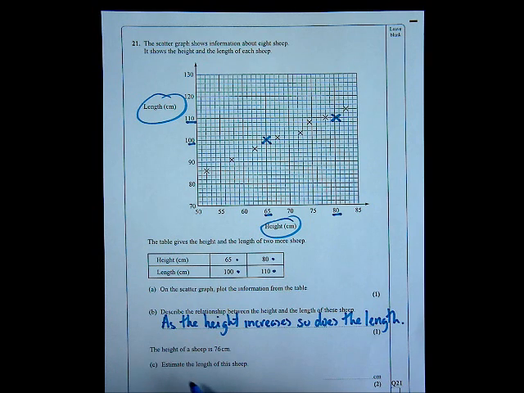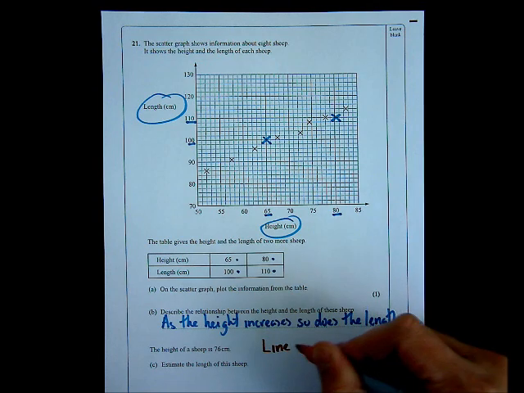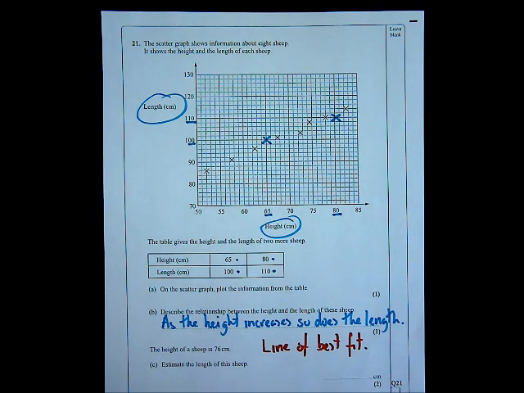In part C, I'm told that the height of a sheep is 76 centimeters, and I'm asked to estimate the length of this sheep. Now, despite not explicitly saying that I have to, this means that I need to draw on a line of best fit. And there are very few scatter graph questions where you are not asked to draw a line of best fit, so it's always worthwhile drawing one on anyway.